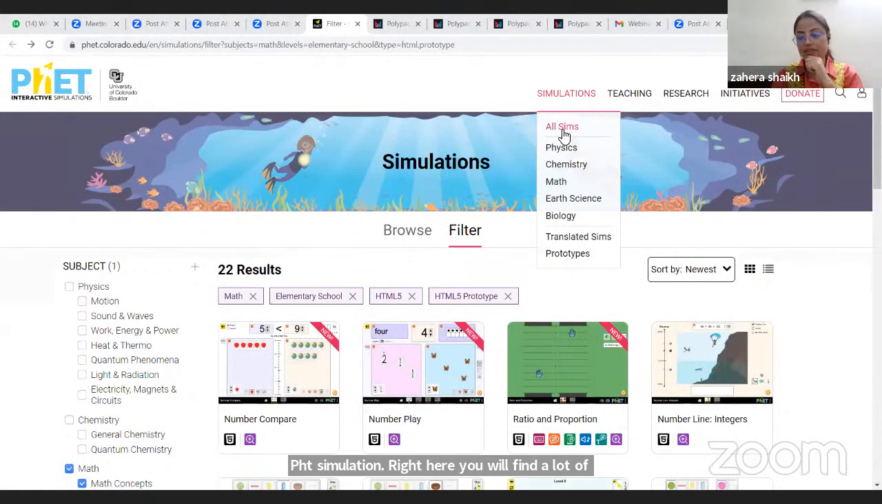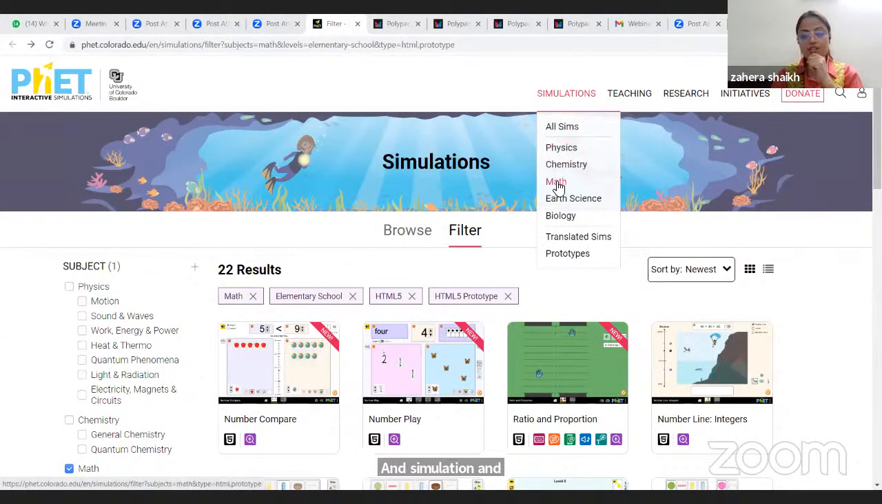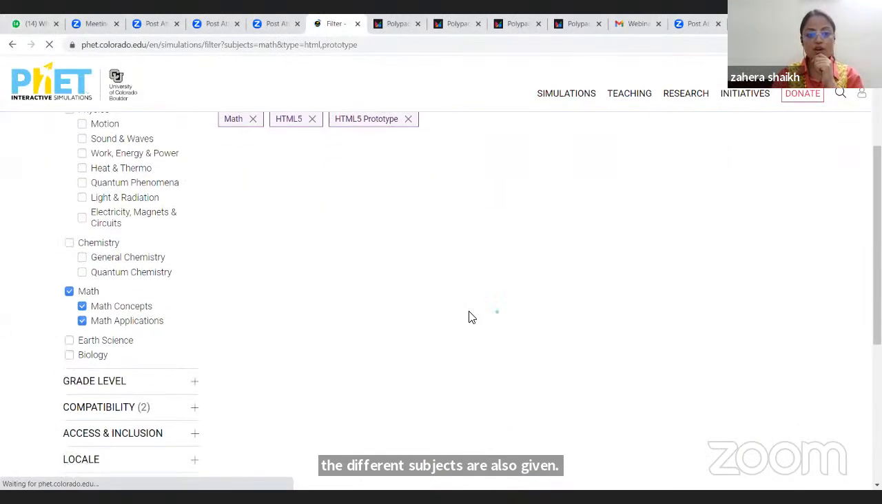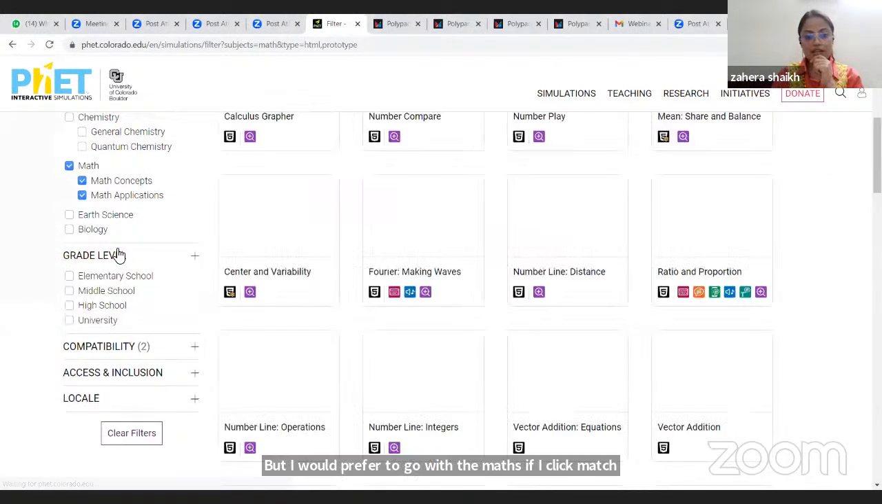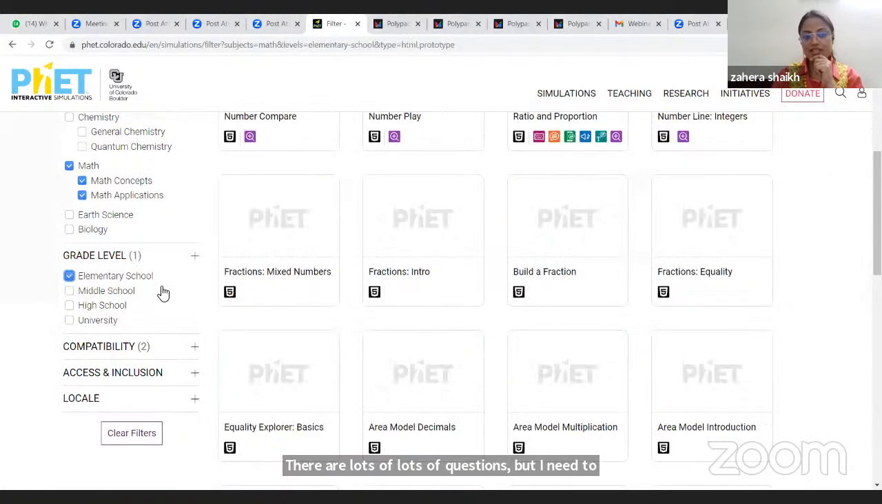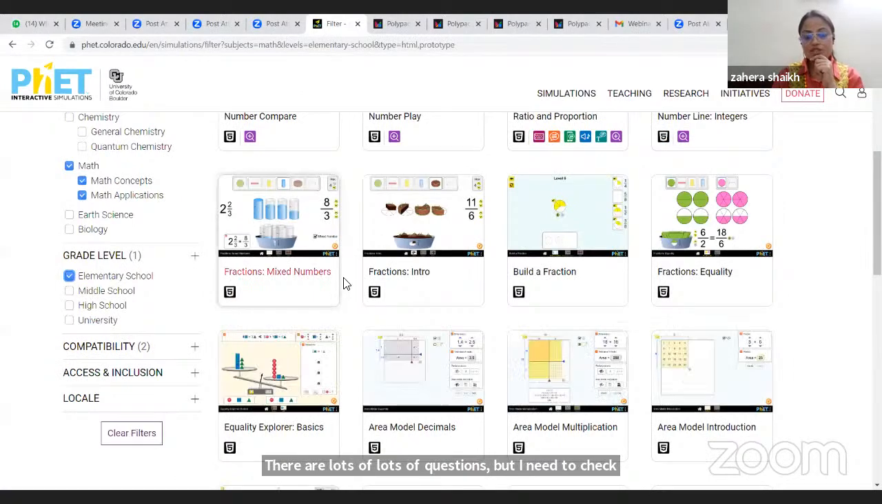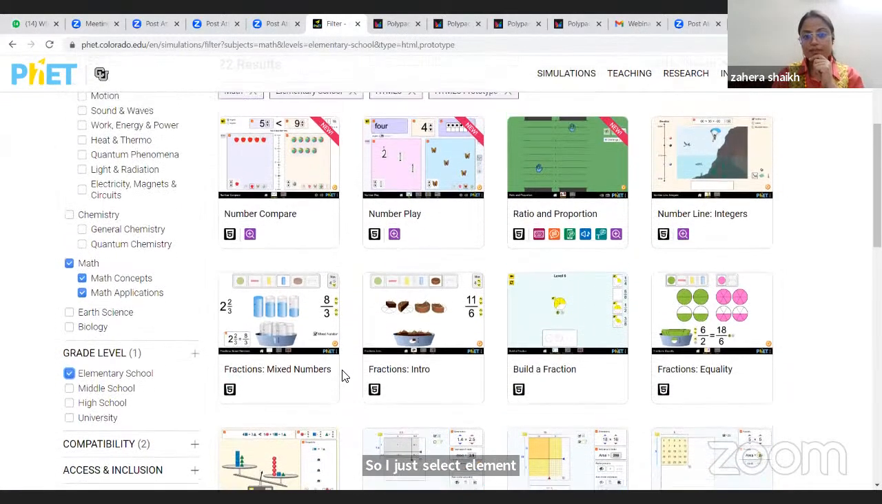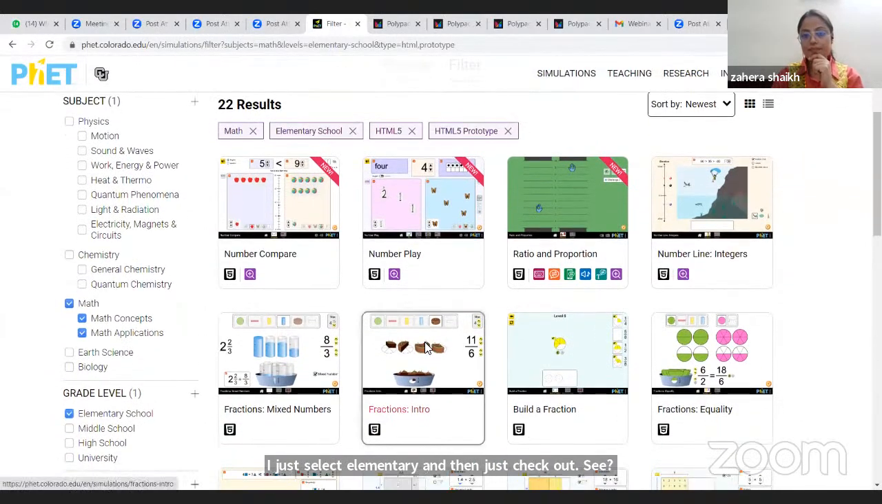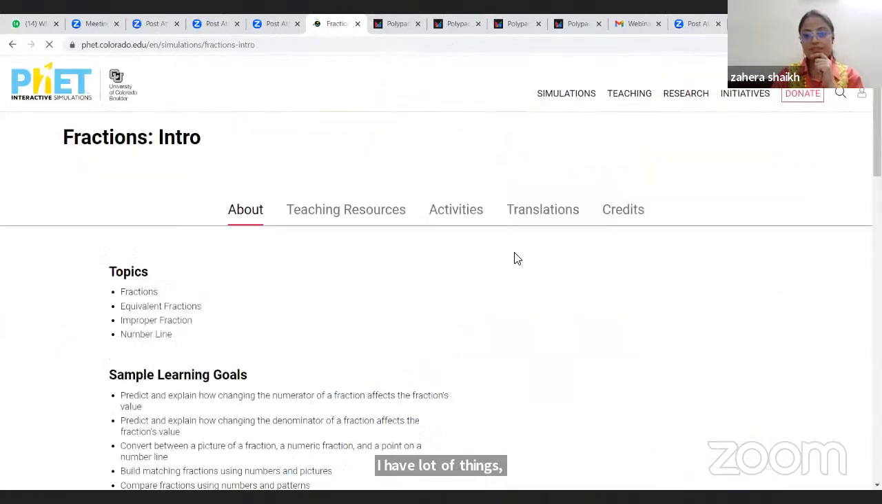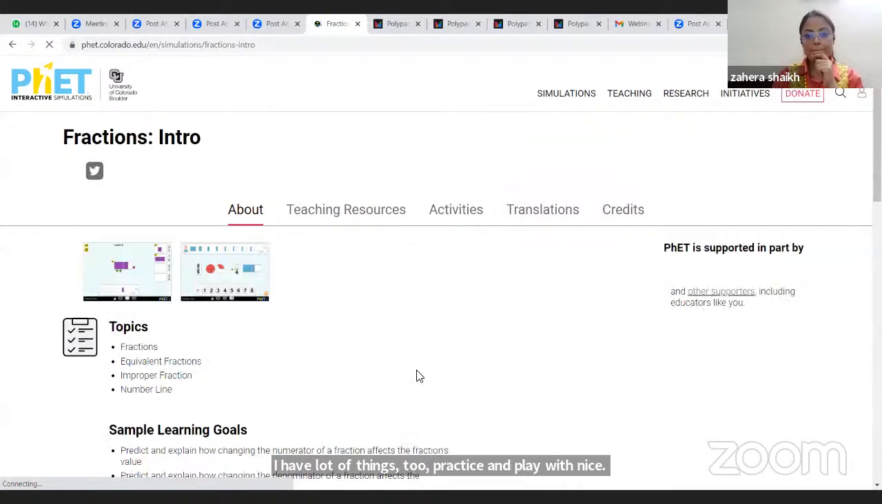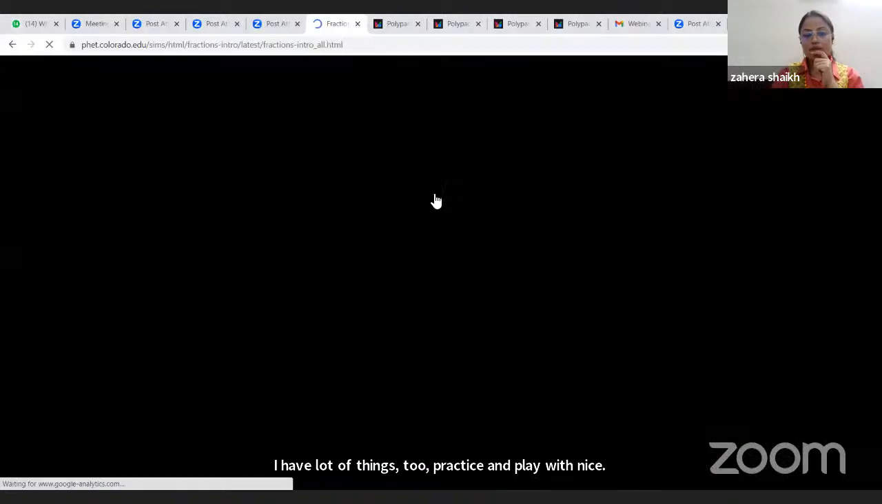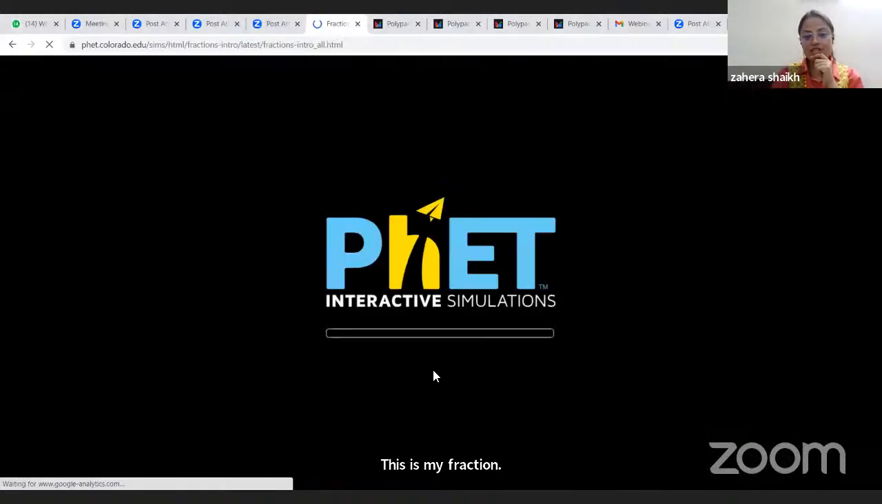There are simulations and games, level-wise games also, and all the different subjects are given, but I would prefer to go with maths. If I click maths, there are lots of questions, but I need to check as per my grade level. So I just select elementary, and then check out. See, I have a lot of things to practice and play with, right? This is my fraction. So I can teach, or I can learn the fraction using different shapes, whether it's 3D or 2D.